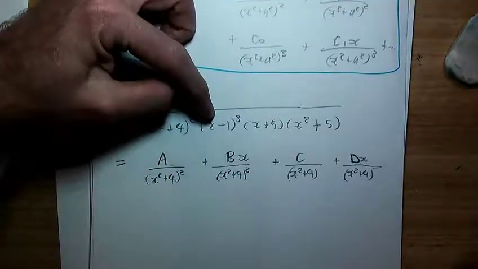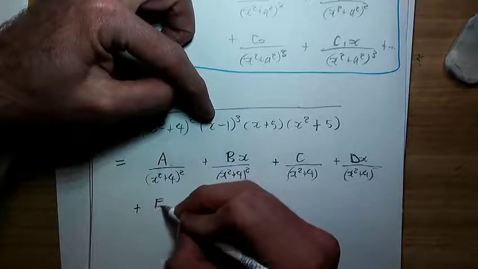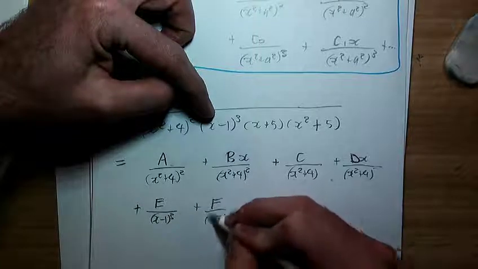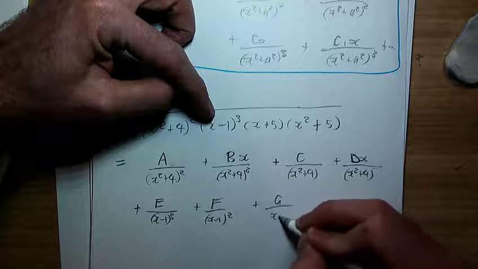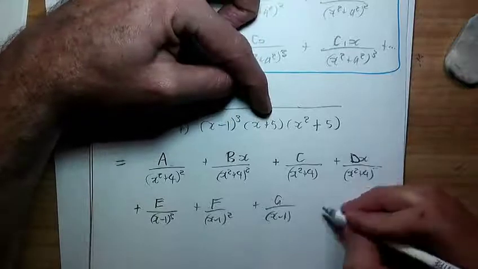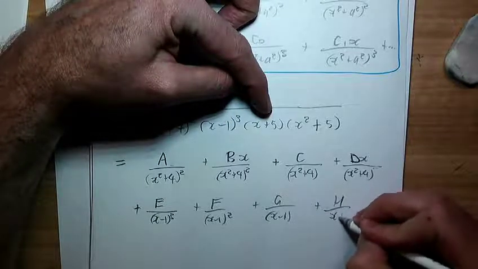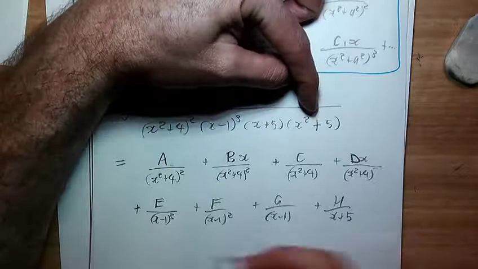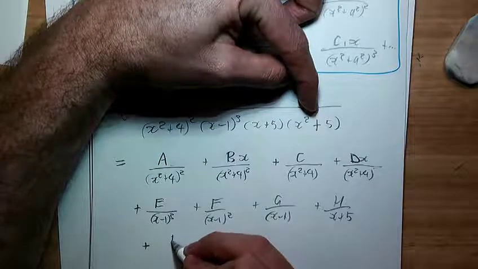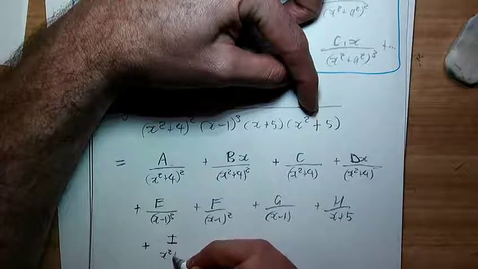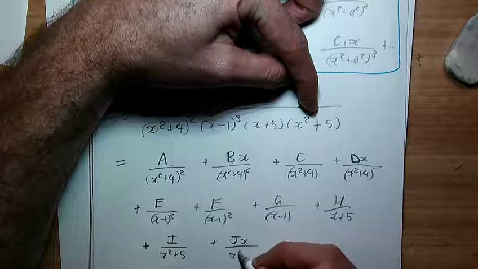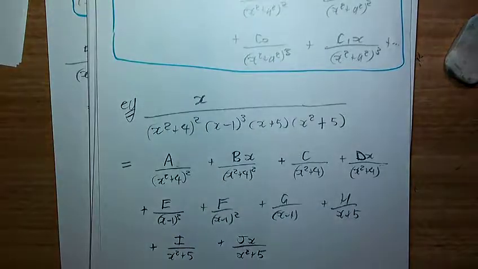So the next one is a linear, and I'll do all three of its powers. The next one is linear, and it's only there once. The next one is quadratic, and it's only there once. What are we up to? And now I've gotten to the end.